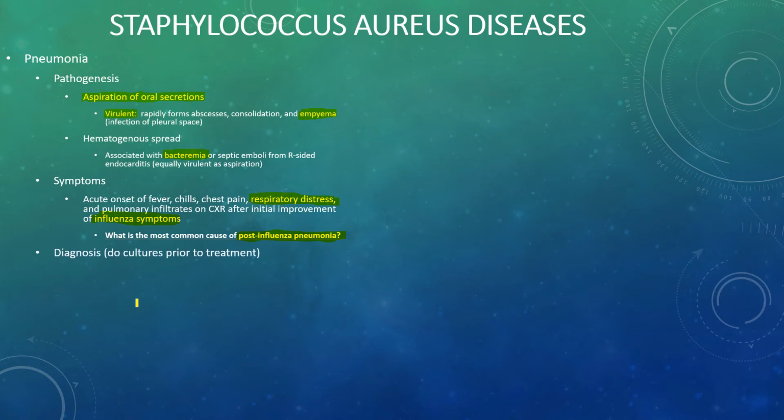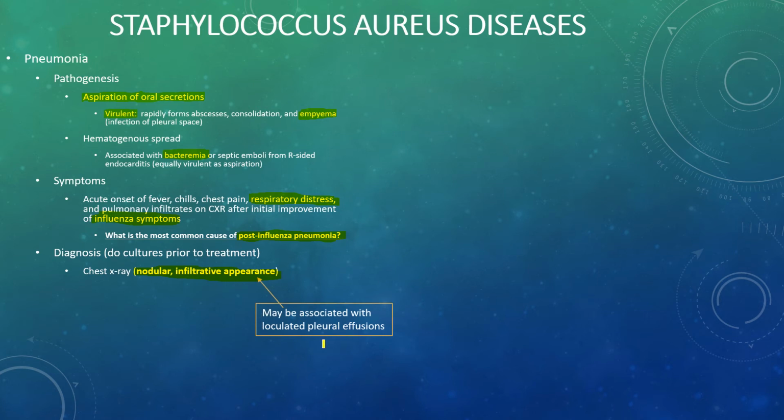So for diagnosis of the Staph aureus pneumonia, you need to culture the patient before you do treatment, because if you treat them first, you'll damage the culture and kill the bacteria in the culture, and you won't be able to definitively decide what the bacteria that caused the infection is. The chest X-ray will show a nodular infiltrative appearance when you have Staph aureus, because it's spreading rapidly and can form nodules because of the abscesses. It can also be associated with loculated pleural effusions if you have empyema associated. Remember, empyema is infection of the pleural space, and pleural effusions are within the pleural space.